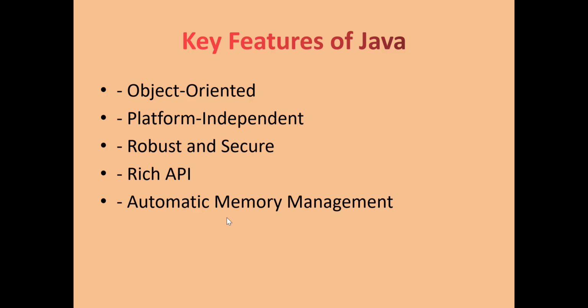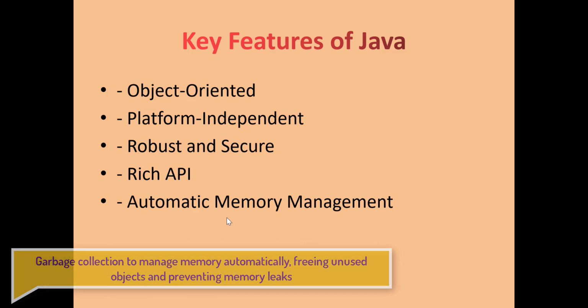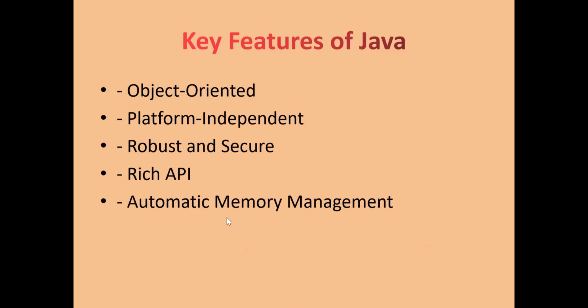The next feature, automatic memory management. Java uses a garbage collection process to manage memory automatically. It is going to destroy the unused or unreferenced objects in your Java program automatically. And it can also prevent memory leaks as well. So this is a very useful feature of Java.